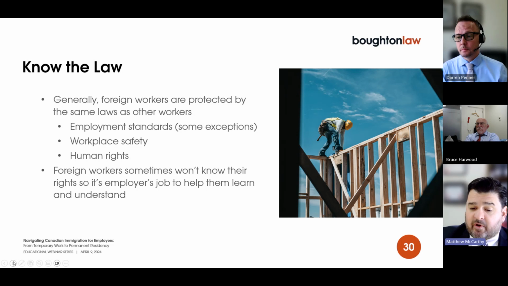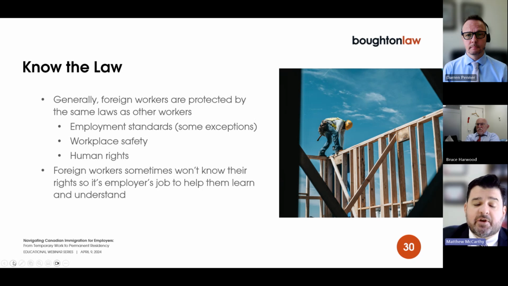The next big issue with respect to foreign workers is remembering that generally speaking, they're going to be covered by the same laws as other workers. So if that's employment standards, human rights, workers' comp, workplace safety, all these issues will generally speaking apply to foreign workers as well. However, I think a lot of employers sometimes take these things for granted because they assume employees know their rights. Most employees do. They understand what minimum wage is, what overtime looks like, etc.